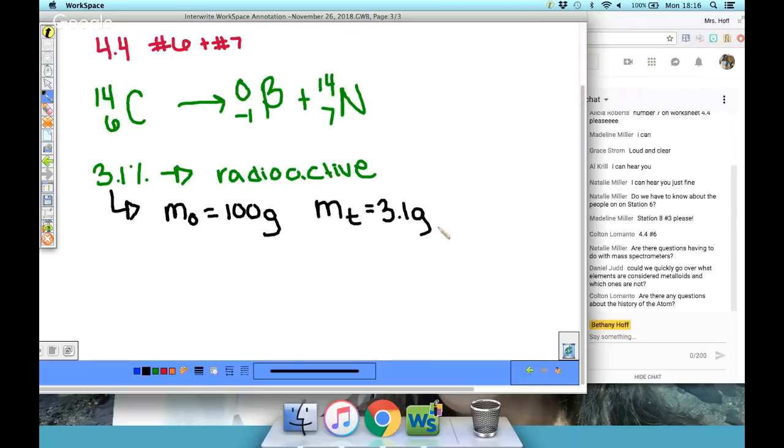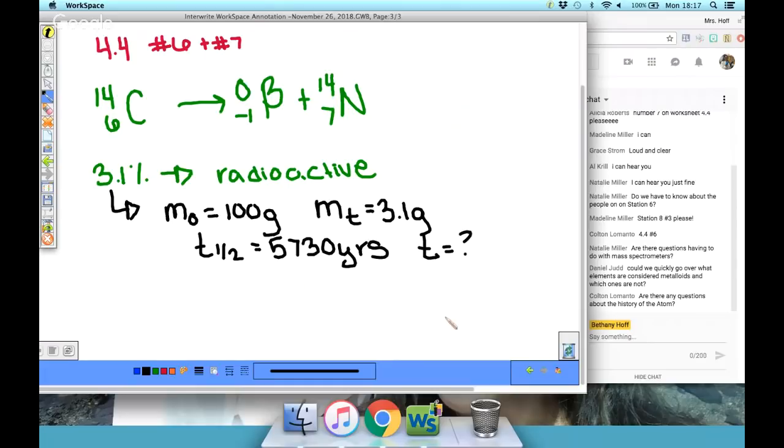I saw some of you guys do this one a little bit different. I saw some people say that their starting mass was 1 gram and that their mass at time t was 0.031 grams. Either one is fine. I don't like using such small numbers. That's just a preference of mine, so I use 100 and then 3.1. We're also given some other information in the original problem. We are told that the half-life is equal to 5,730 years. And what we're asked to find is the time that has elapsed.